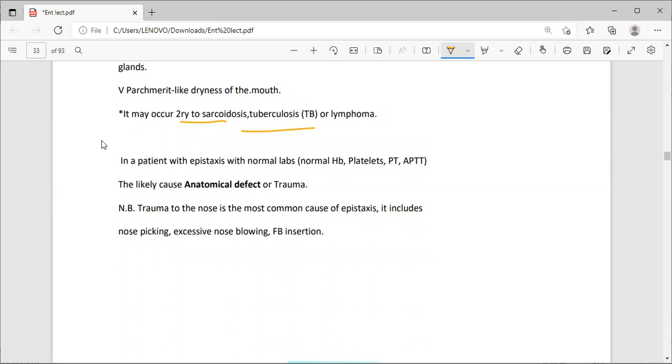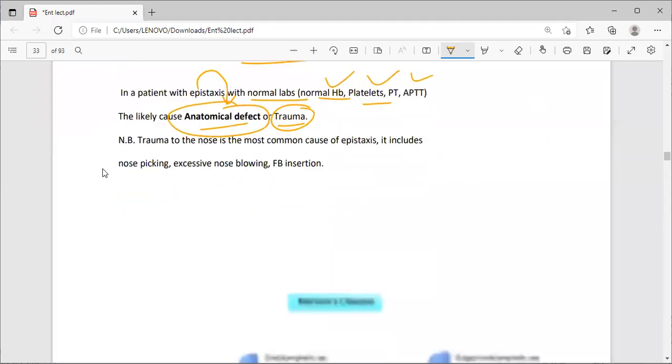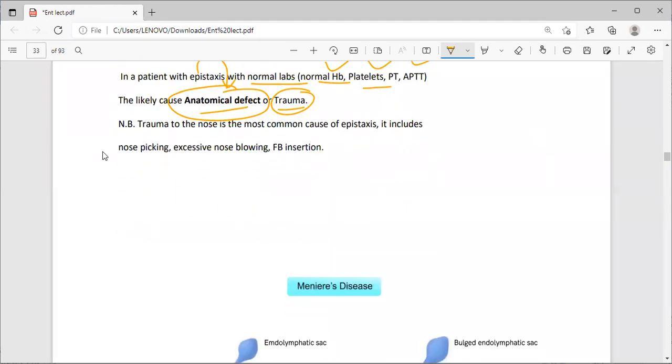Now the next thing: a patient with epistaxis, with normal APTT, normal Hb and platelets. This is another topic. So you can suspect an anatomical defect. Why? Because everything else is normal. The only abnormality could be an anatomical defect or trauma; he might have suffered some trauma, and that's why he might be having epistaxis, or bleeding from his nose. Note, trauma to the nose is the most common cause of epistaxis. It includes nose picking, excessive nose blowing, and foreign body insertion. So in all these cases you can have epistaxis.